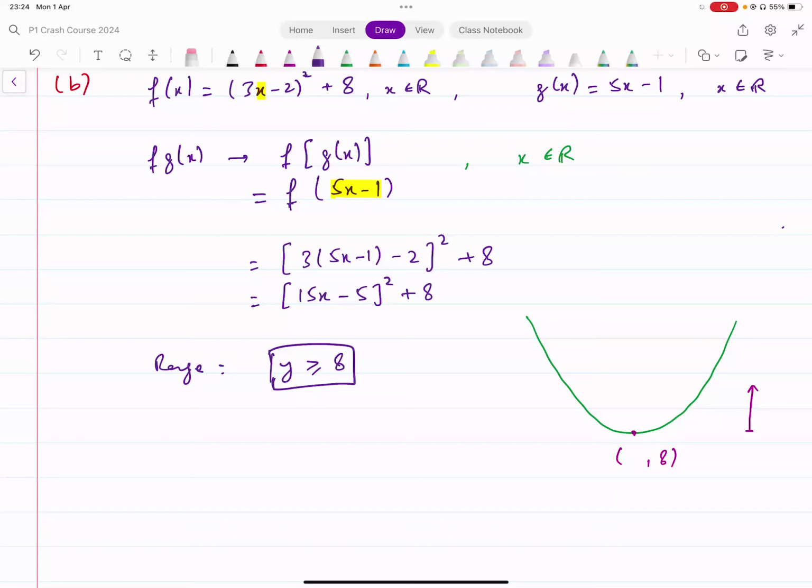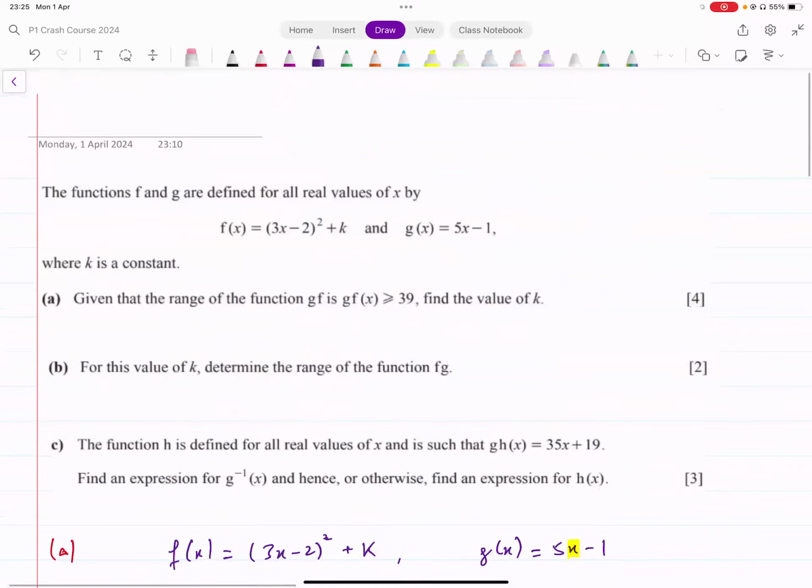No, sir. Range is all real values. Okay. Any other? So in fact, we have part C of this as well.